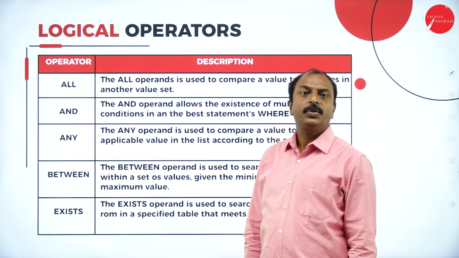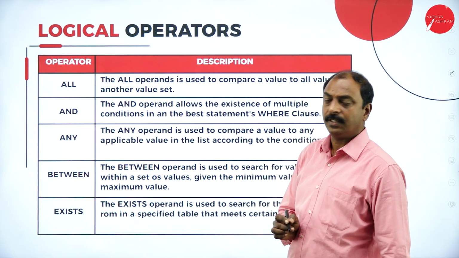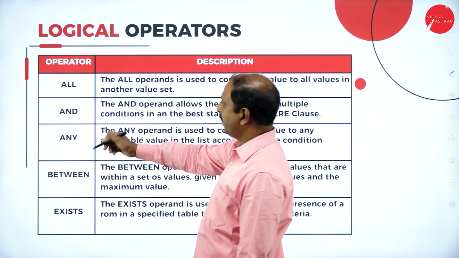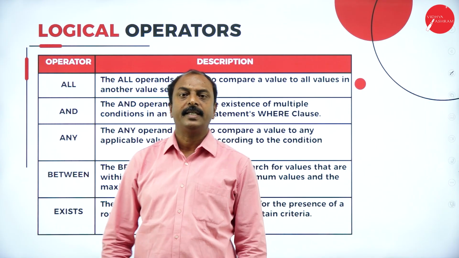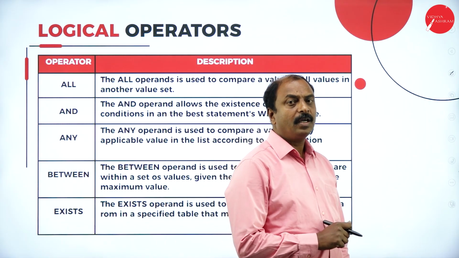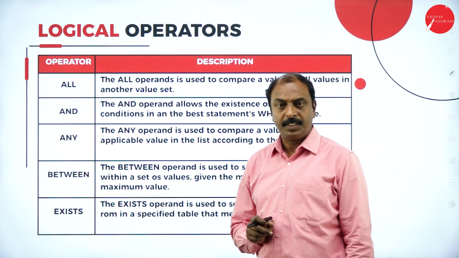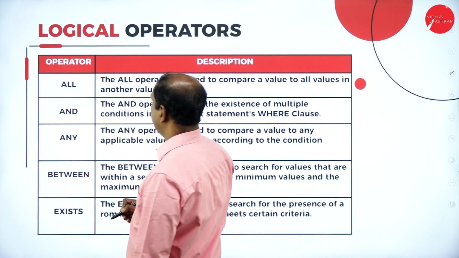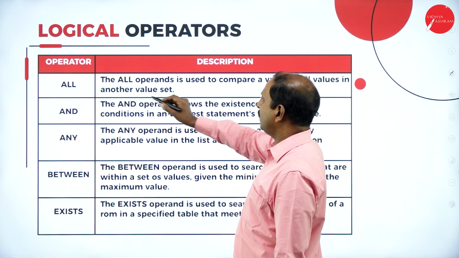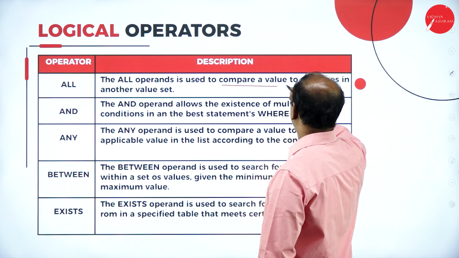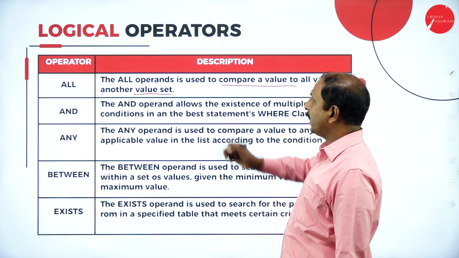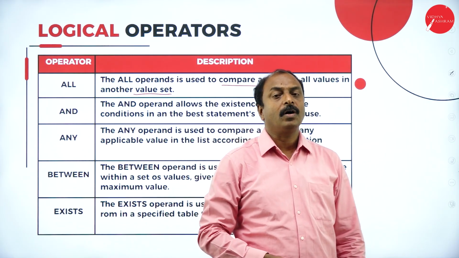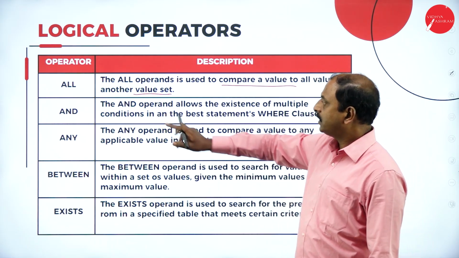And these are a few different logical operators of SQL. The first ones are ALL, AND, ANY, BETWEEN, EXISTS. Normally, if you compare this with C or C++, in C or C++ we have AND, OR, and NOT as the three logical operators. But here, in addition to that, we have a few more logical operators. The first one is the ALL operator. What is the ALL operator? The ALL operator is used to compare a value to all the values in another value set. So here we are going to check one particular value against all the values in that particular set.